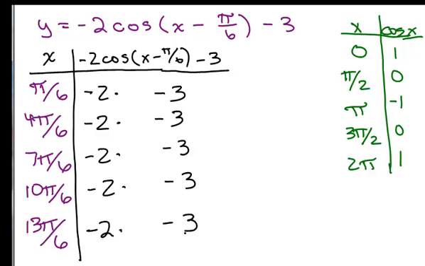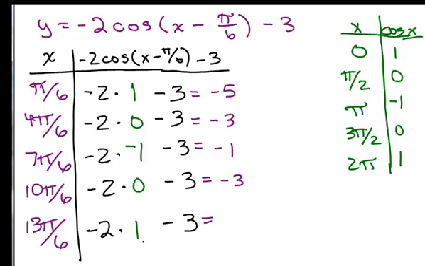So it's kind of nice to set these up, and then I could just fill in these y values over here: 1, 0, -1, 0, and 1, and simplify those. So I have -2 minus 3 is -5. 0 minus 3 is -3. 2 minus 3 is negative 1. 0 minus 3 is negative 3. And negative 2 minus 3 is negative 5.